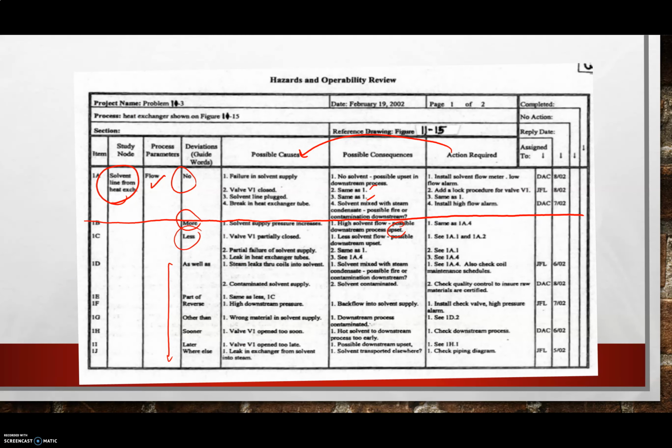Alright, so this task needs a little bit of brainstorming to find the causes, consequences, and also recommended action.